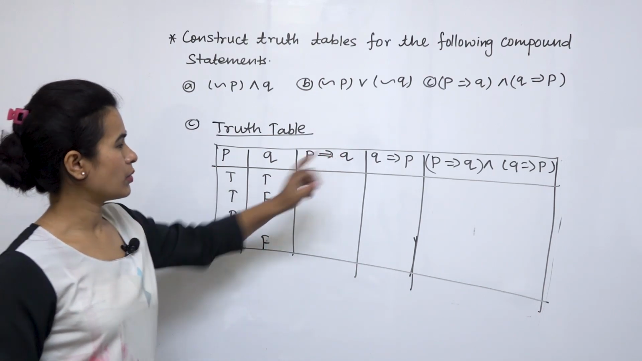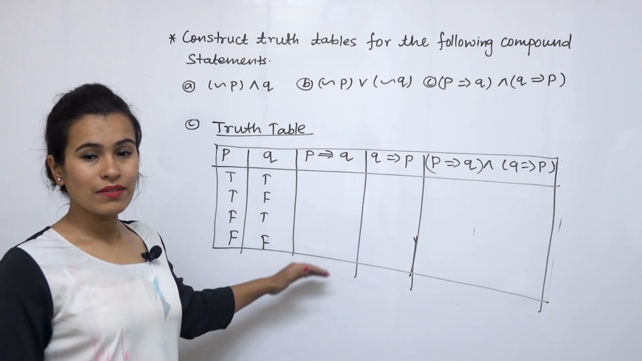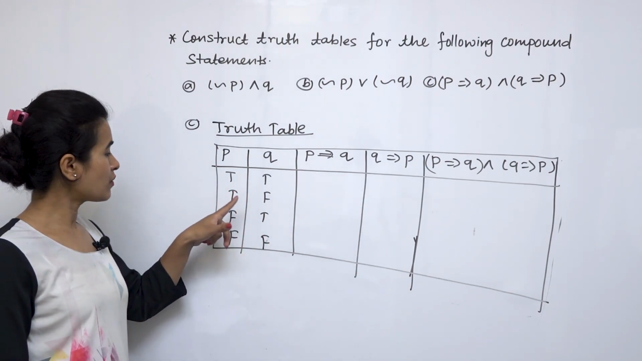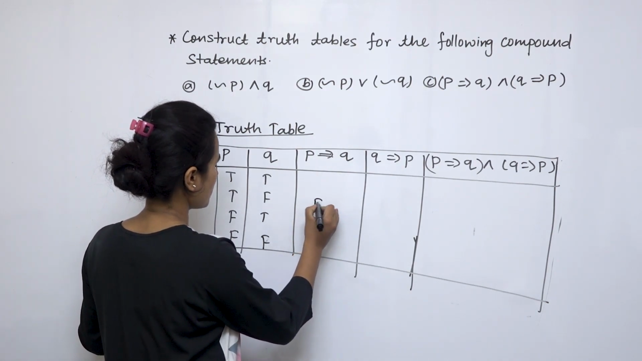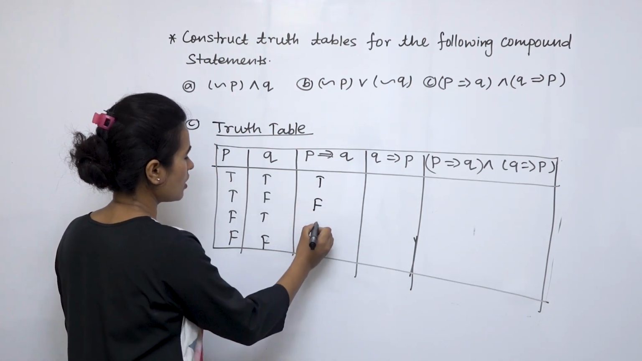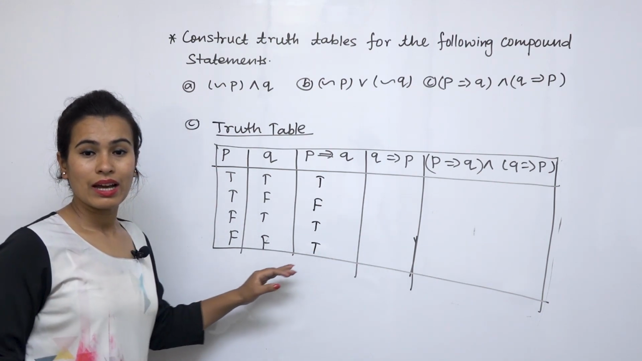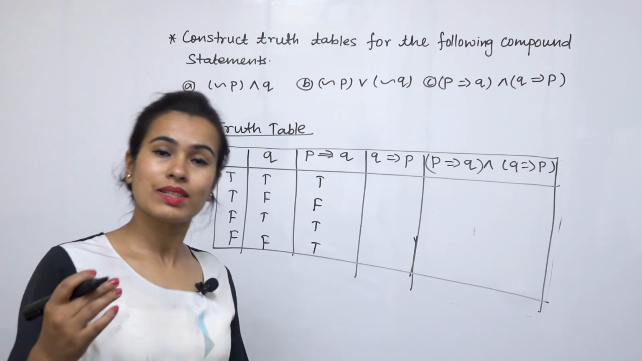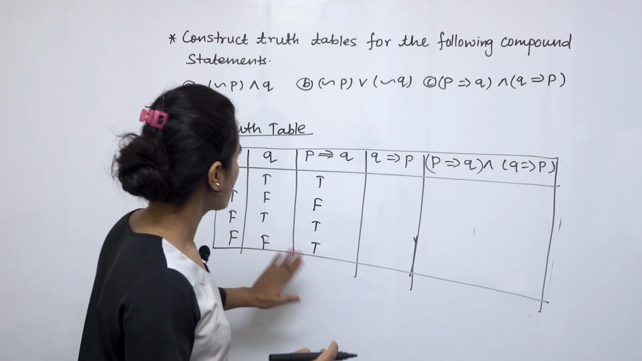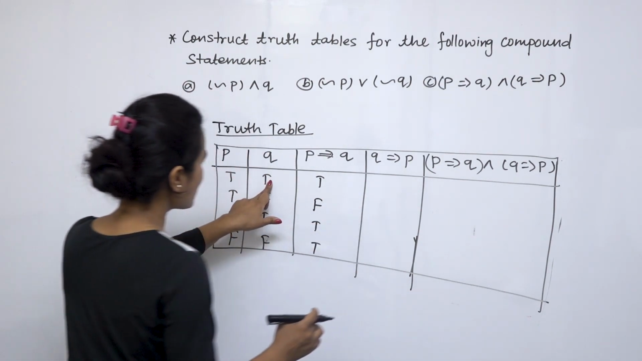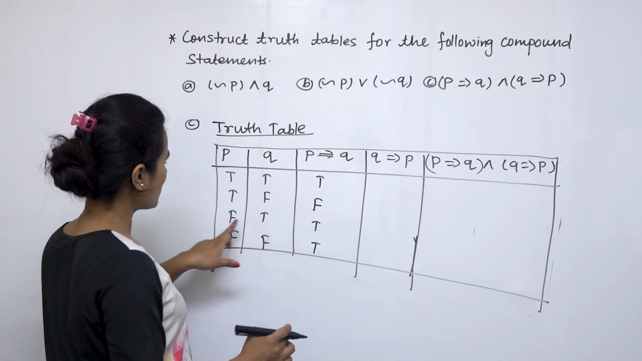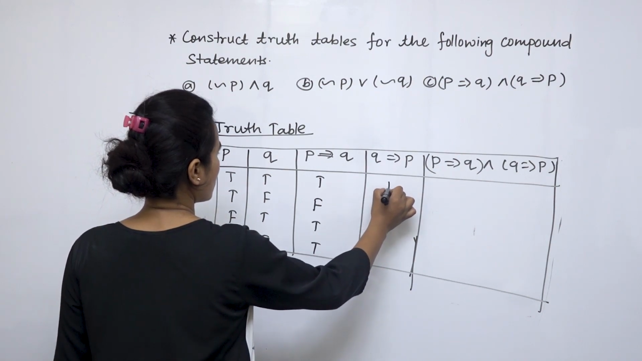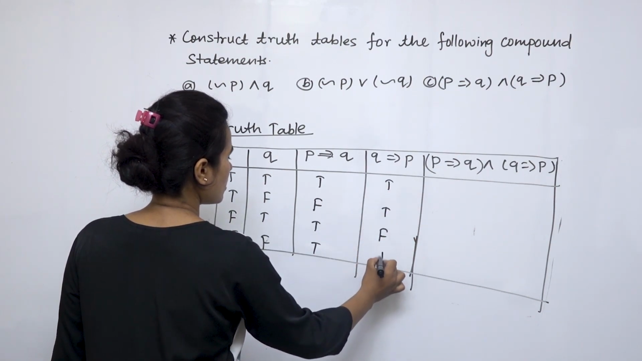Now P then Q. If the hypothesis is true and the result is false, then the answer is false. Otherwise in all we have true, true. Hypothesis is true and the answer is false, then the result is false, otherwise true. Similarly in Q then P, Q is hypothesis, P is result. If we have TF, then the result is false. In others, all are true.